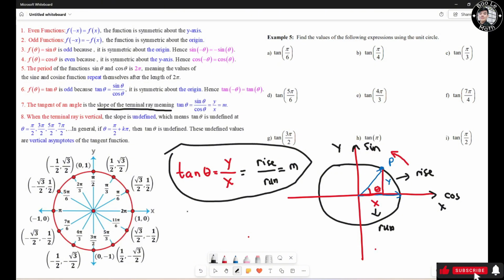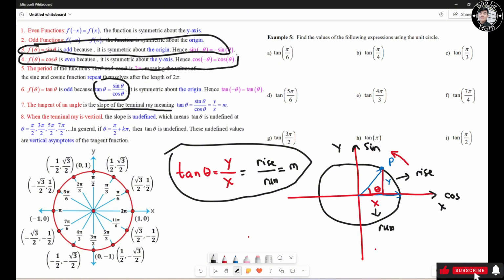Now, one more thing. The tangent function is an odd function because tangent is sine divided by cosine. Since sine is an odd function and cosine is an even function, tangent is an odd function. Because it's an odd function, it's symmetric about the origin. So you have tangent of negative theta equals negative tangent of theta, by using the formula right here.